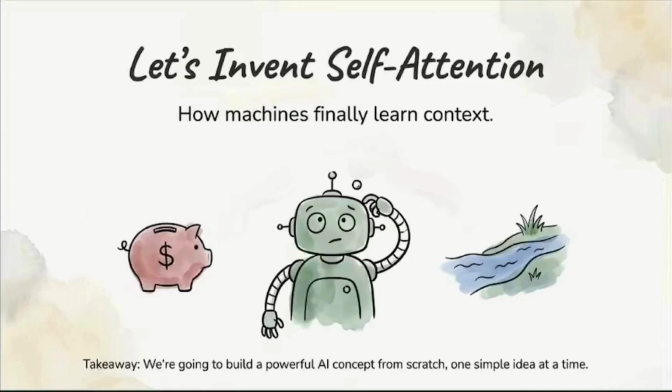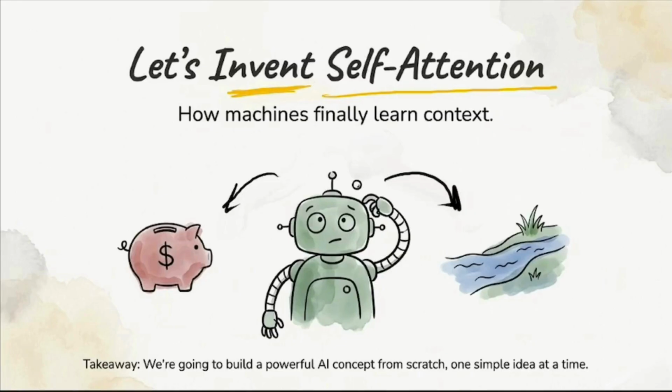Everyone, today we will invent self-attention step by step. Self-attention means a word looks at other words in the same sentence to understand its meaning. So the model does not read words alone. It reads with context. In this video, we need to understand what attention is, why we need attention, how attention weights work, and what query, key, and value mean.